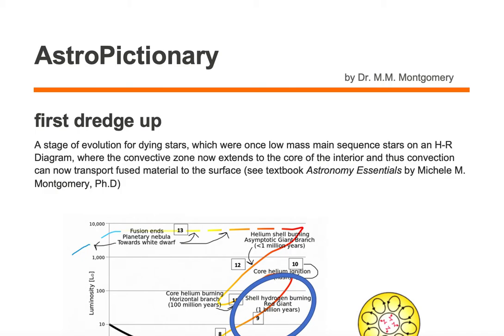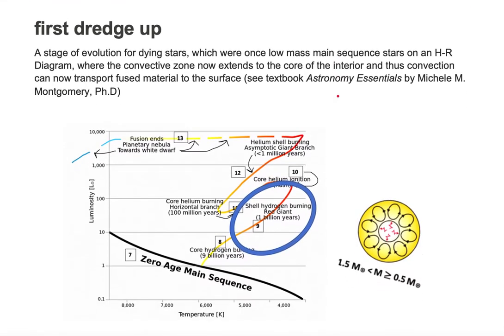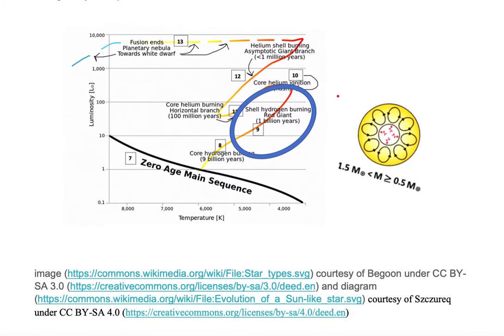The first dredge up is a stage of evolution for dying stars, which were once low-mass main-sequence stars on an HR diagram, where the convective zone now extends to the core of the interior, and thus convection can now transport fused material to the surface. Let's take a look at this first dredge up and where it occurs on an HR diagram.